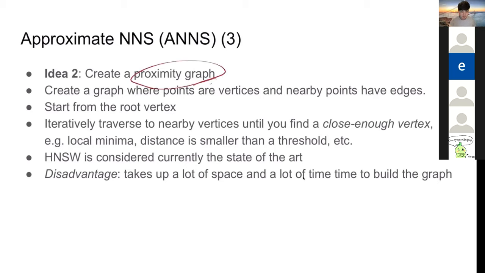And one of the dominant methods that uses this is HNSW, which is currently considered the state of the art in terms of the accuracy and speed trade-off. But the big disadvantage of this method is that it takes up a lot of space, and it also takes a lot of time to build the graph. That's why people usually don't prefer this alone. What people usually do instead is combine HNSW with the clustering method. So idea number one and idea number two combined.